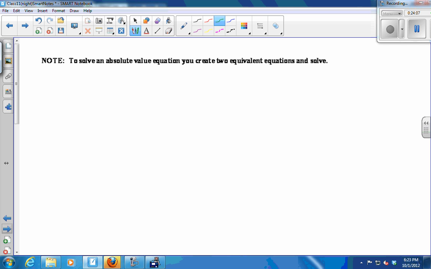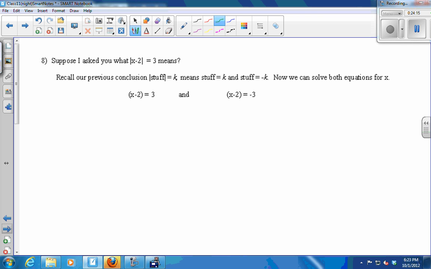So, to summarize, to solve an absolute value equation, create two equations and solve them both. So say I asked you to solve the absolute value of x minus 2 equals 3. So I have to write two equations. X minus 2 is either 3, right? Or x minus 2 is negative 3.